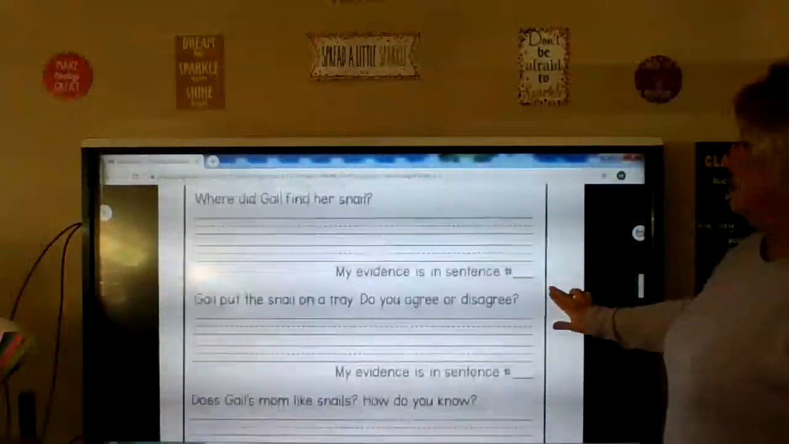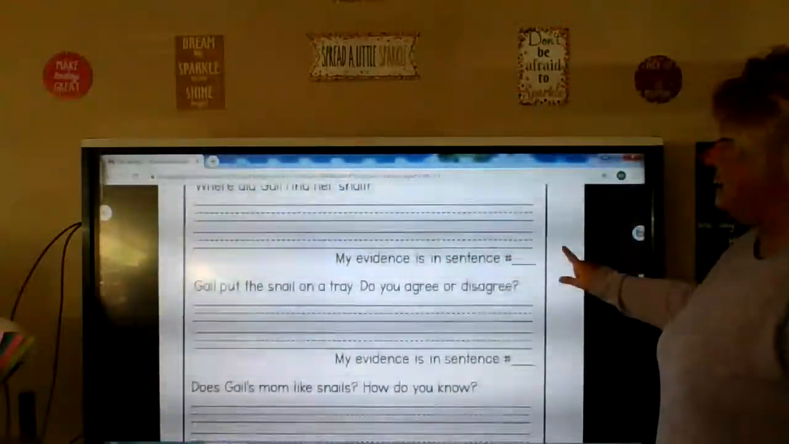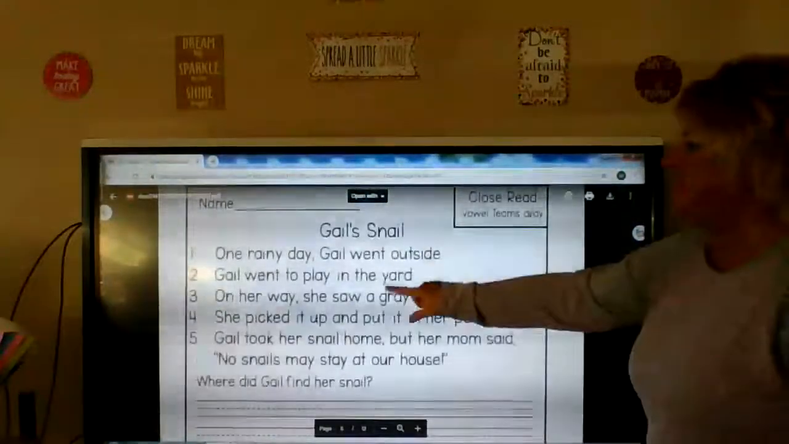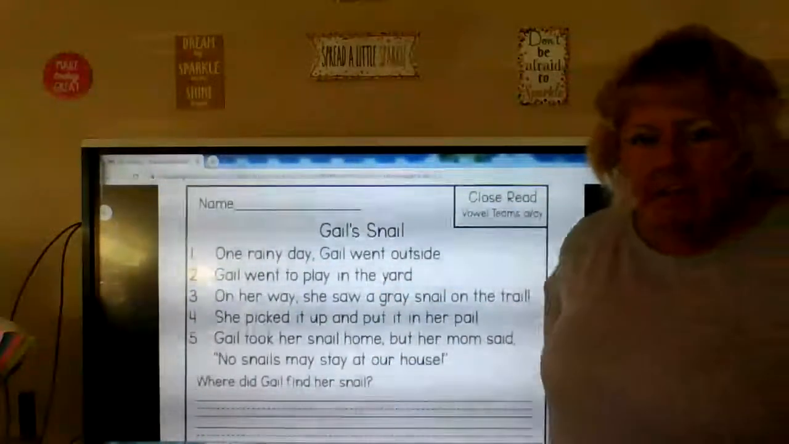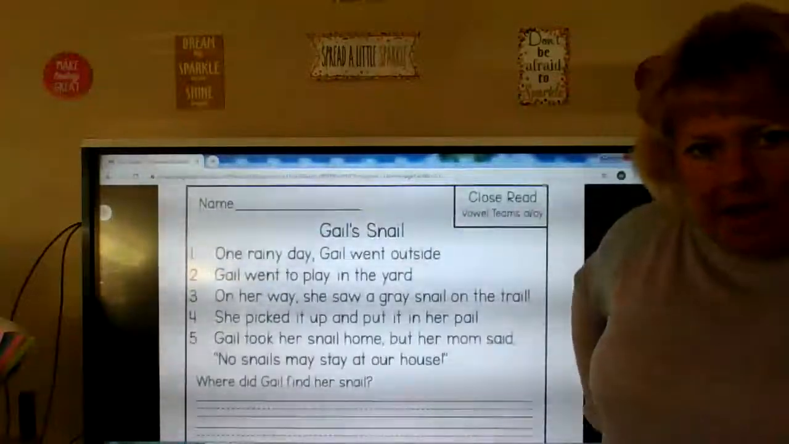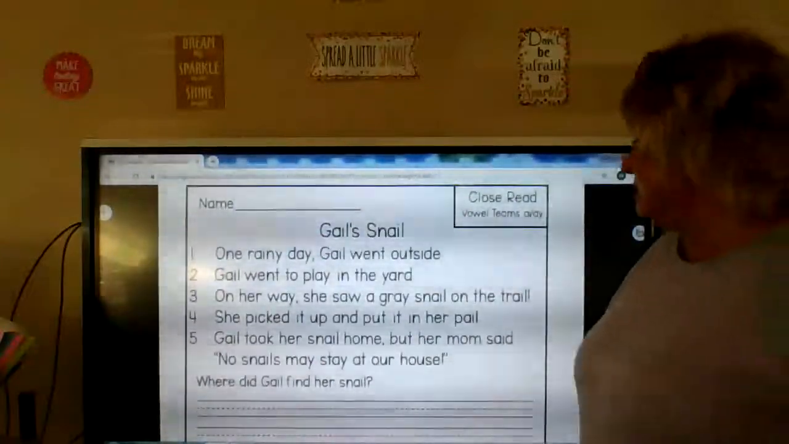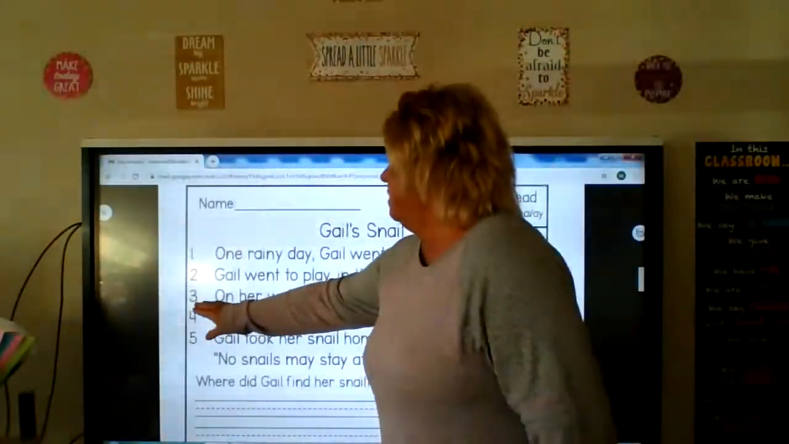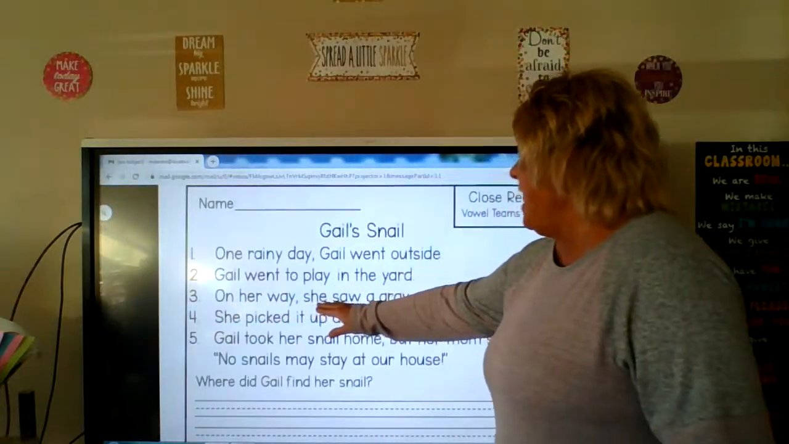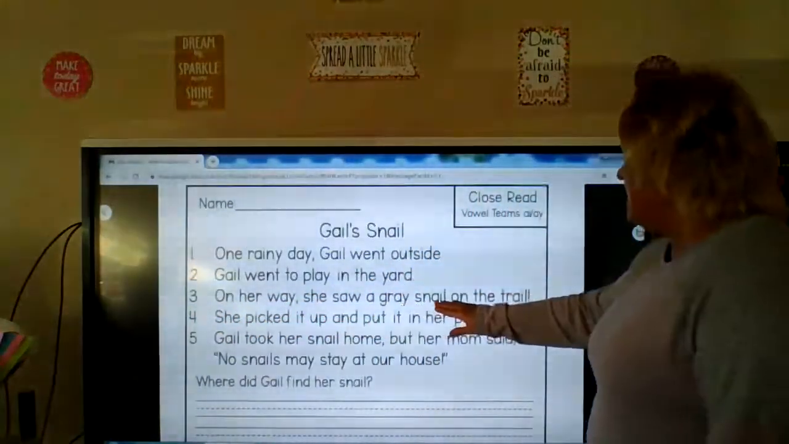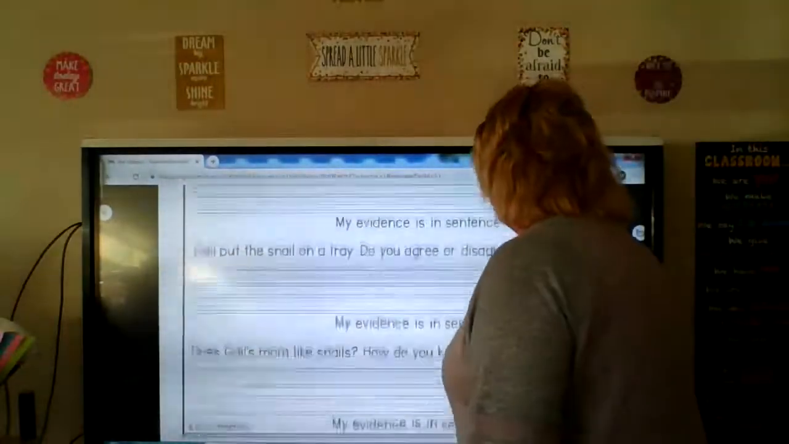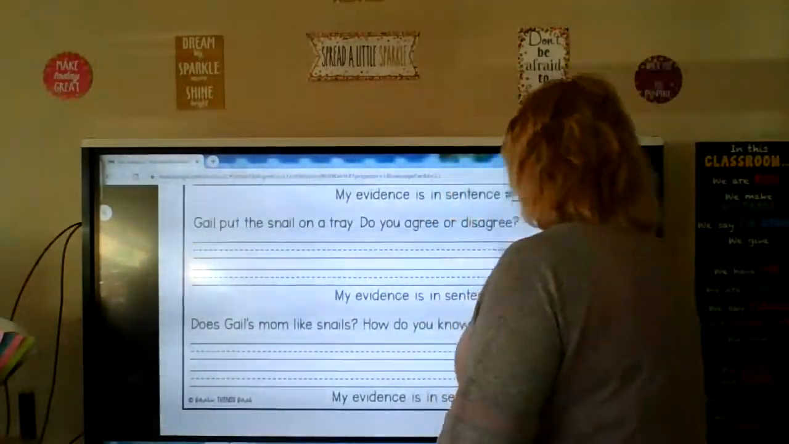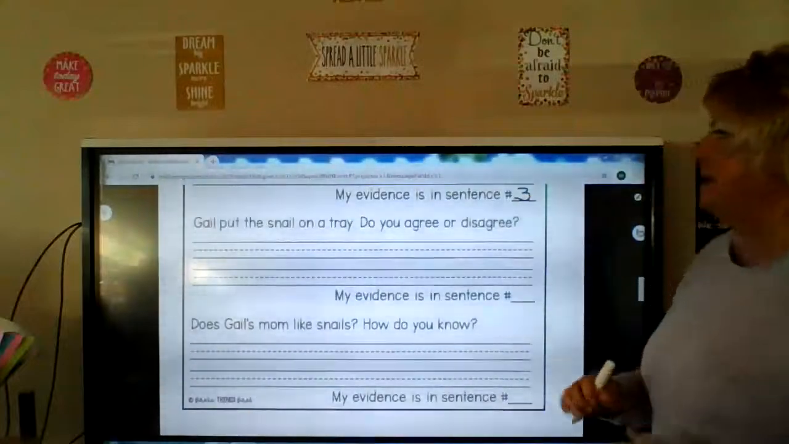Okay. My evidence is in sentence number, where did we find that answer? That's called a right there answer. Where did we find the answer? Sentence number 3. On her way, she saw a gray snail on the trail. So we found our evidence in sentence number 3.